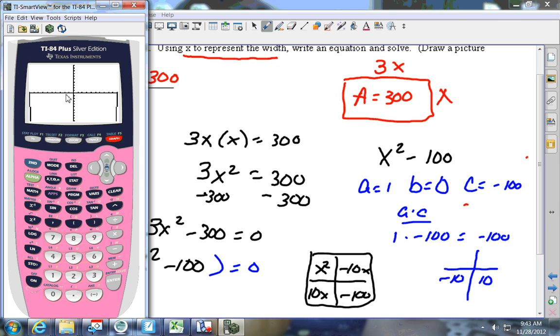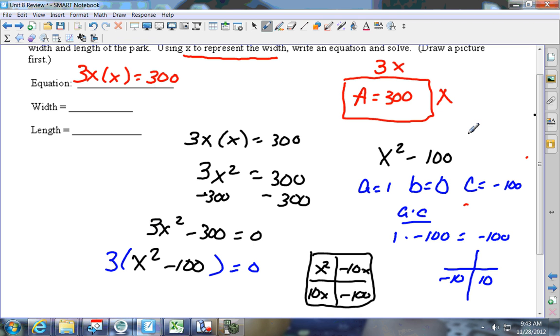Looks like it crosses way out here at the end, which is about at the 10s. Well, I'll look and see. It has negative 10, 0. I should be able to see that's one of my solutions. And if you go back up and down in the table, you'll find your other solution is positive 10. Remember, your solutions are where the y is 0 because that's the x-intercepts.